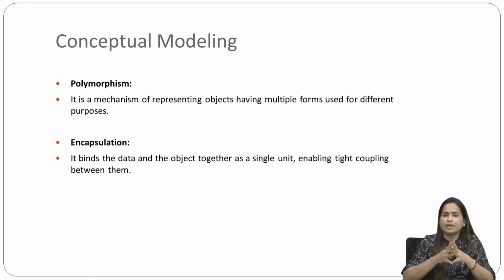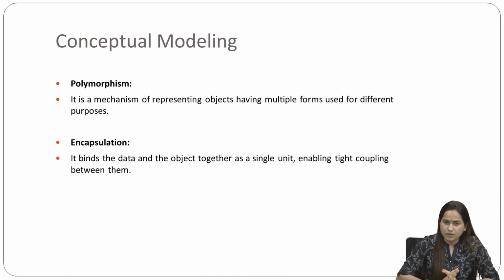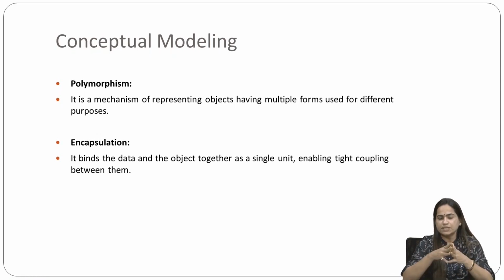Then we have encapsulation. Encapsulation binds the data and the object together as a single unit, which enables tight coupling between them. Encapsulation means the binding of data and the object in a single unit. These two are bound with the help of this, and tight coupling is maintained between them by the process.